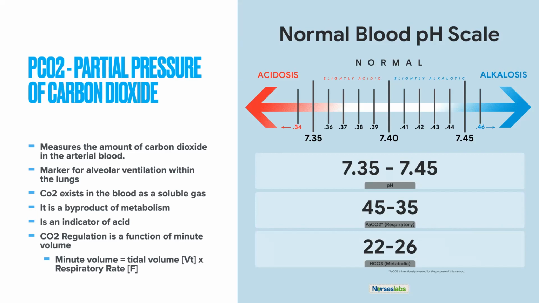Capno. Yeah, so we use end tidal all the time, right? This is kind of the standard of care that we're using, especially whenever we're talking about any type of progressed respiratory patients. So CO2 exists in the blood as a soluble gas, and it's a byproduct of metabolism. It's an indicator of acid, and CO2 regulation is a function of minute volume. So we can actually regulate somebody's CO2. Minute volume is tidal volume. What's tidal volume? The total capacity of your lungs.